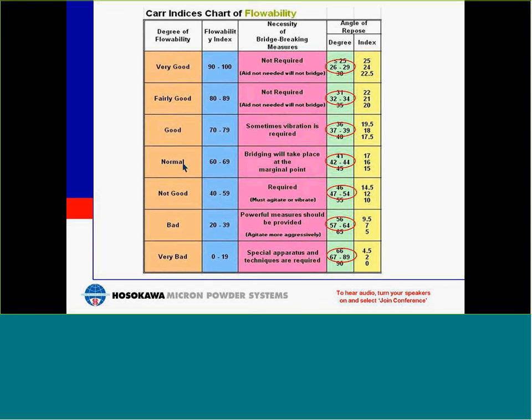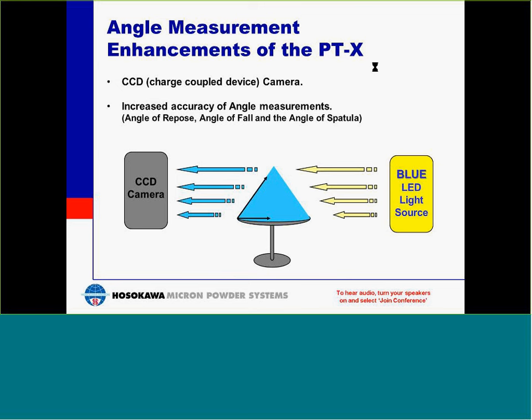So the PTS, which takes out the technician's influence or subjectivity, is such that nowhere are you required to determine angles manually. There's a blue LED light source which is illuminated behind the product. At that time, a coupled camera takes a photo. That photo is then used to determine the angle.